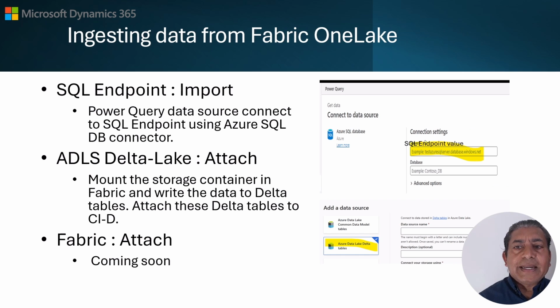To complete the data ingestion story, I would like to present available options for obtaining data from Fabric. This is important because many implementations prefer accumulating data in Fabric OneLake. There are two possible options. Utilize Power Query with the Azure SQL DB connector to import data from the SQL endpoint at Fabric, or attach a Delta Lake by mounting an ADLS storage container on Fabric and creating Delta tables on it.